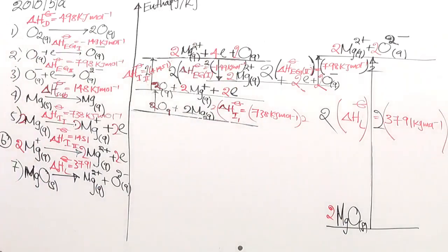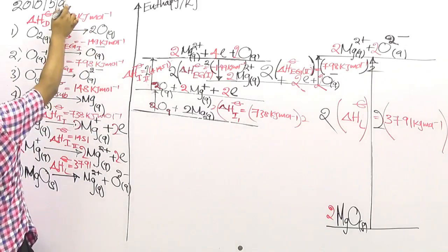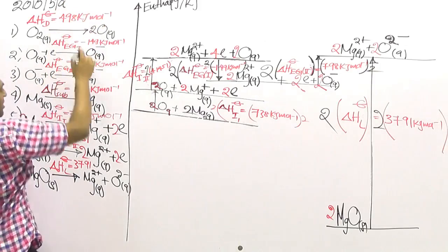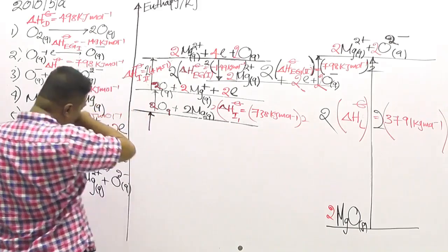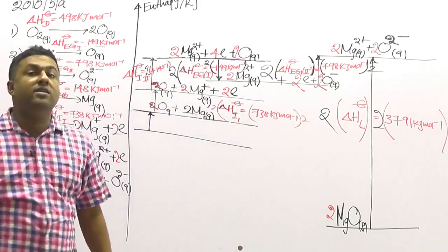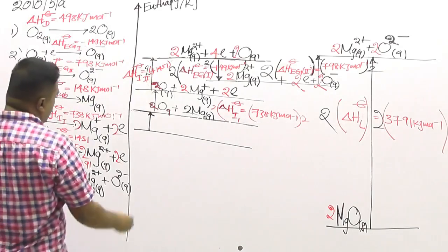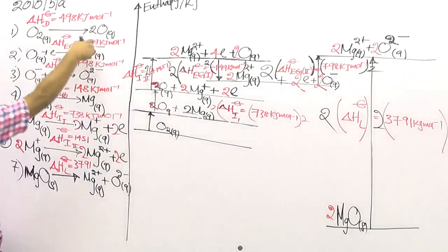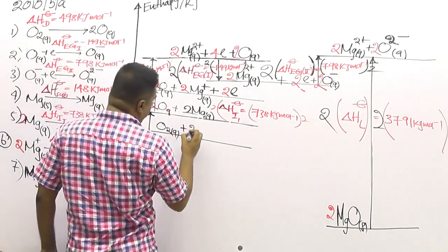Bond dissociation enthalpy of oxygen. It is an endothermic reaction, 498 kilojoules per mole. Endothermic process. So O2 gas is converted into 2 O gas. We did nothing for magnesium.